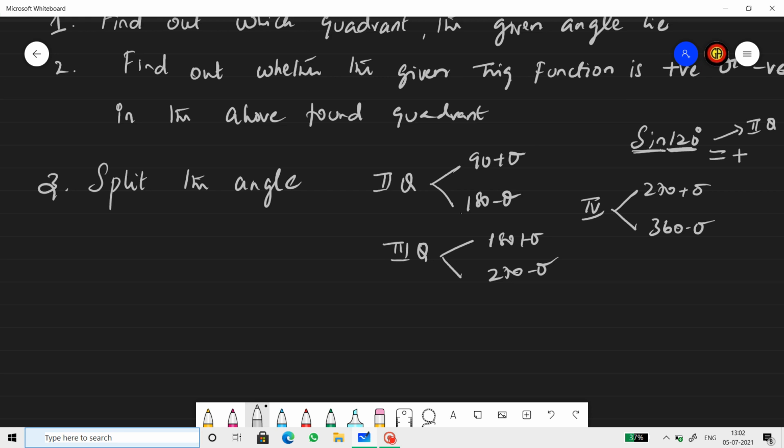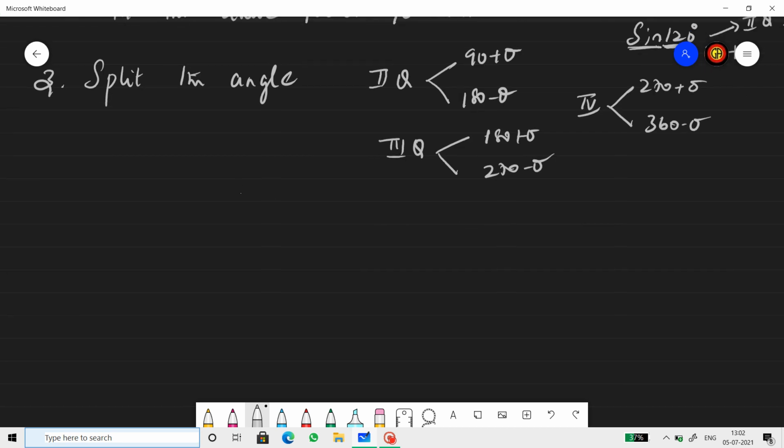So if it is a sine function, the answer will also be in sine form. But if it's a cos function, it will be in cos form. But if it's odd multiples of 90, that's in the 90 or 270 form, sine will turn to cos form and cos to sine form. All right? Okay. So these are the three steps that we need to follow. Now let's consider one or two example sums to understand this better.